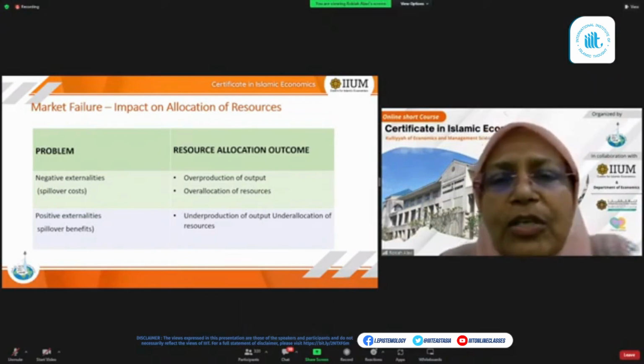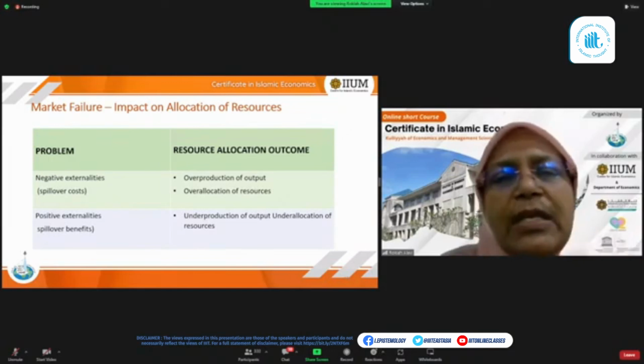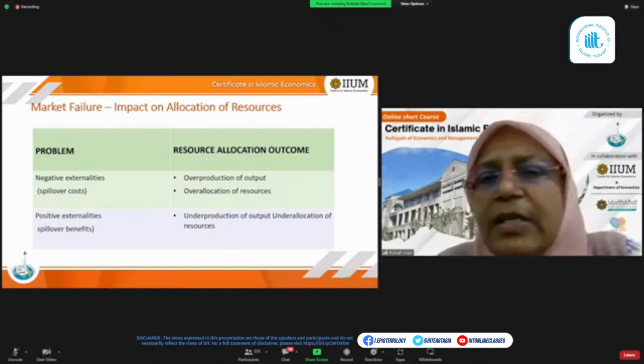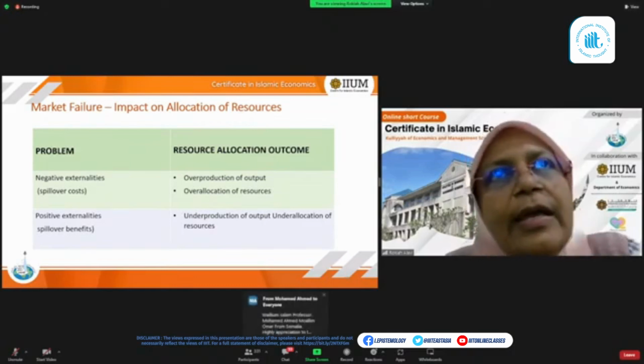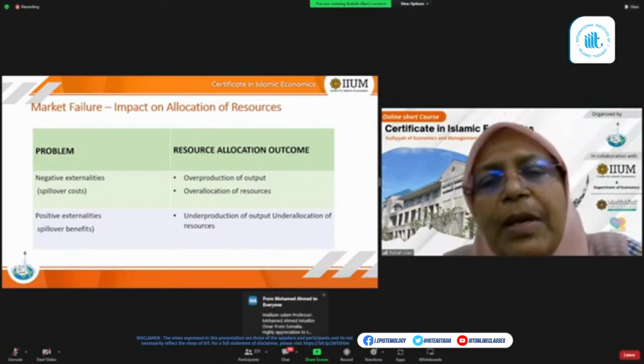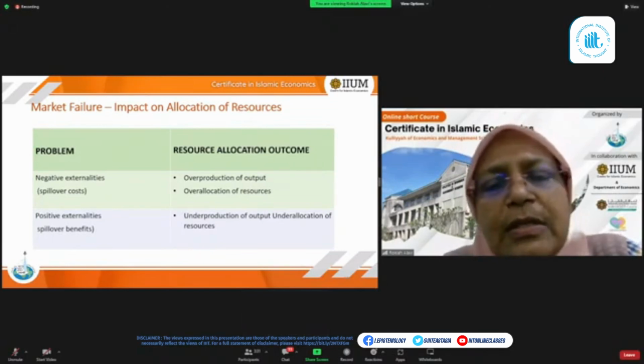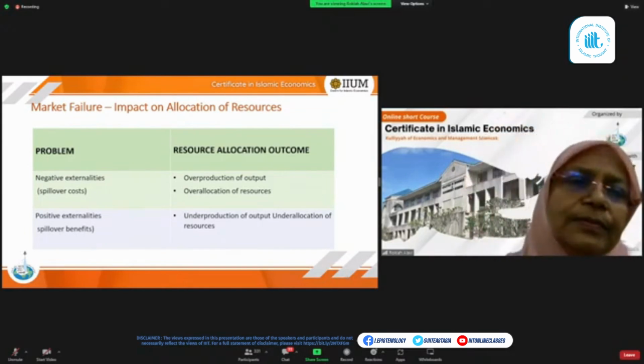There's overproduction. They reduce the cost by polluting the environment, and as a result, they can produce more at a lower cost, and therefore there's overproduction because that's not what the society wants. It is beyond what the society wants. They produce a lot more at the expense of the negative impact on the society. There's over-allocation of resources. Positive externalities, from either consumers or producers, lead to underproduction or underconsumption. And in terms of resource allocation, there will be under-allocation of resources.